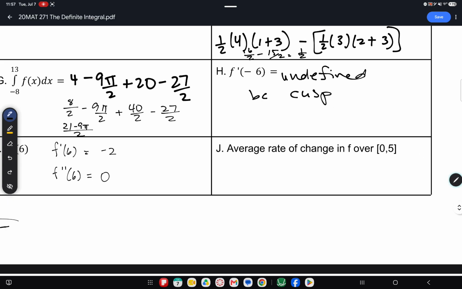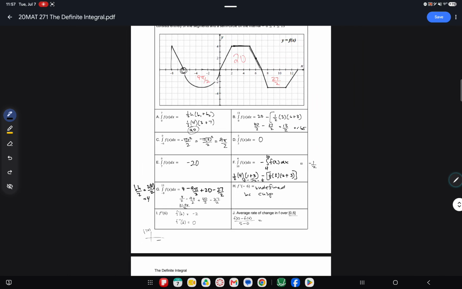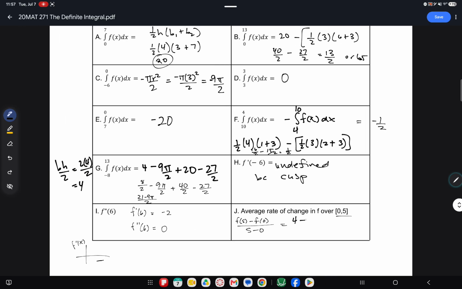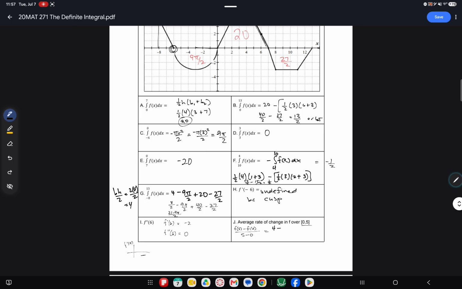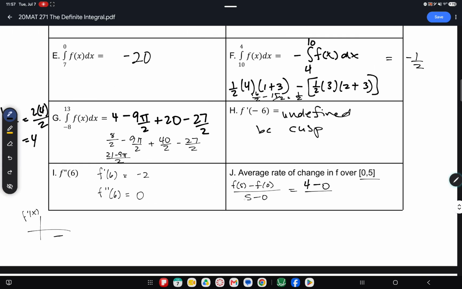And what's the average rate of change of the function from 0 to 5? Remember, average rate of change is just another word for slope. So we want f of 5 minus f of 0 over 5 minus 0. So let's go to the function. F of 5 is 4. F of 0 is 0. 5 minus 0 is 5. So I get an average rate of change of 4/5.